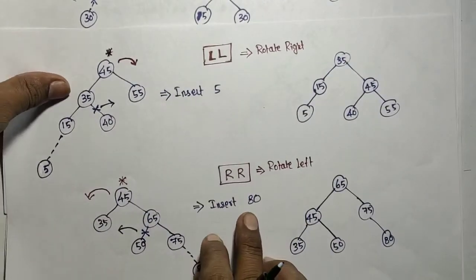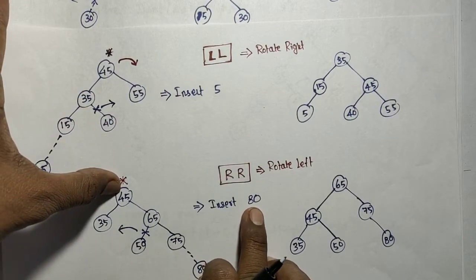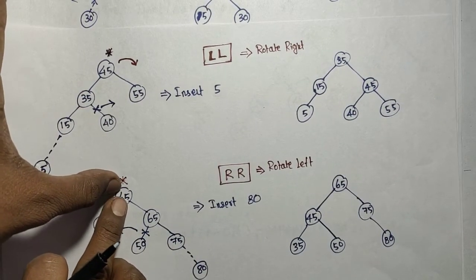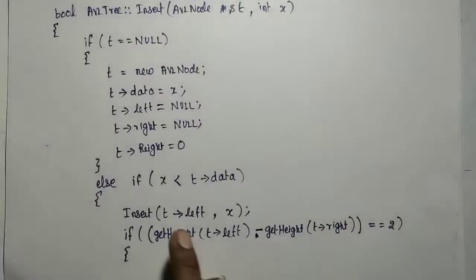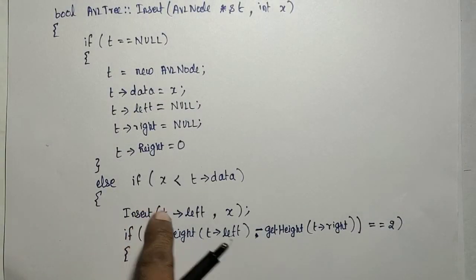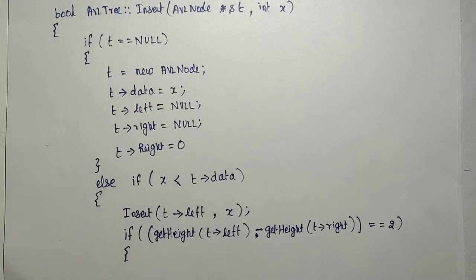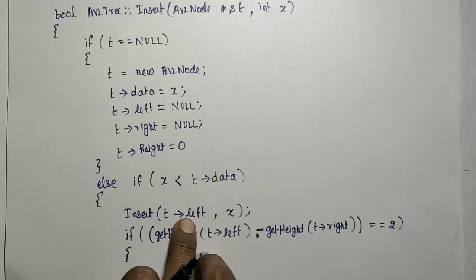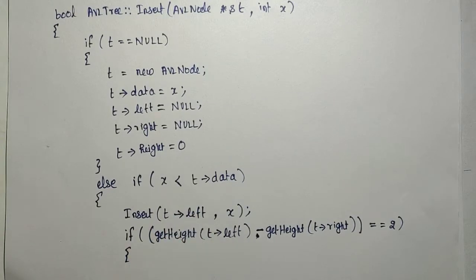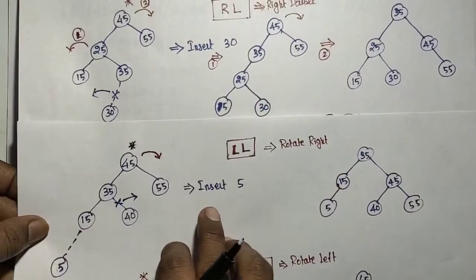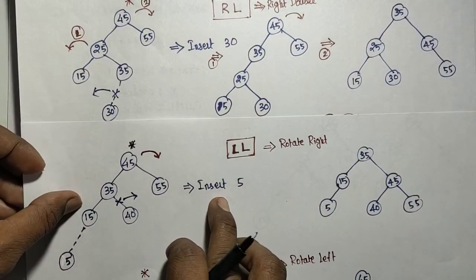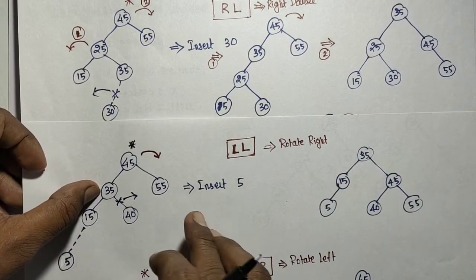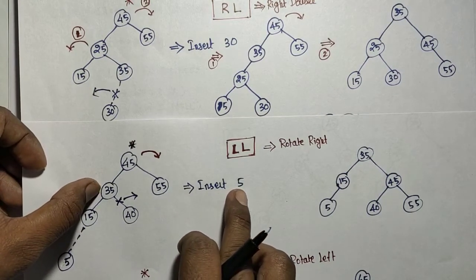So there is no possibility of this case. For inserting 80, the 80 will be inserted on the right side of the t. Right side of the t means I need to write another condition: x is greater than the t of data, I have to insert the x on the right side. But x is here inserted on the left side. So in the left side, I need to check whether the unbalancing occurs due to left of the left or right of the left. Correct. So how can we identify this left of the left or right of the right, left? So again, just you check this. 5 means what?